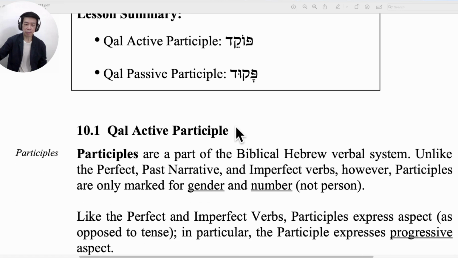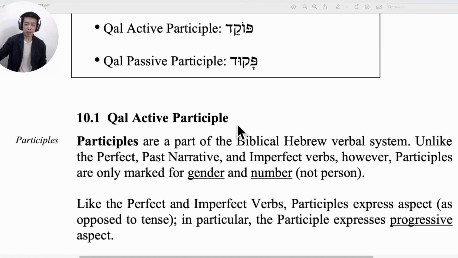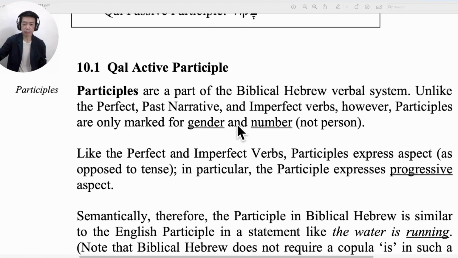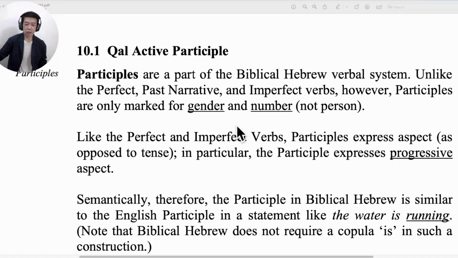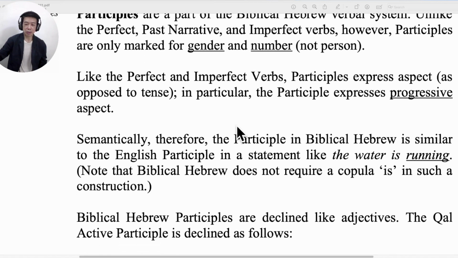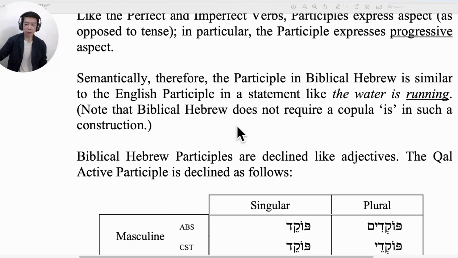For the Qal active participle, the participles are part of the biblical Hebrew verbal system. Unlike the perfect, past narrative and imperfect verbs, participles are only marked for gender and number, but not person. Like the perfect and imperfect verbs, participles express aspect as opposed to tense. In particular, the participle expresses progressive aspect. Therefore, the participle in Biblical Hebrew is similar to the English participle in a statement like, the water is running. Please note that Biblical Hebrew does not require a copula, is, in such a construction. So, Biblical Hebrew participles are declined like adjectives as follows.